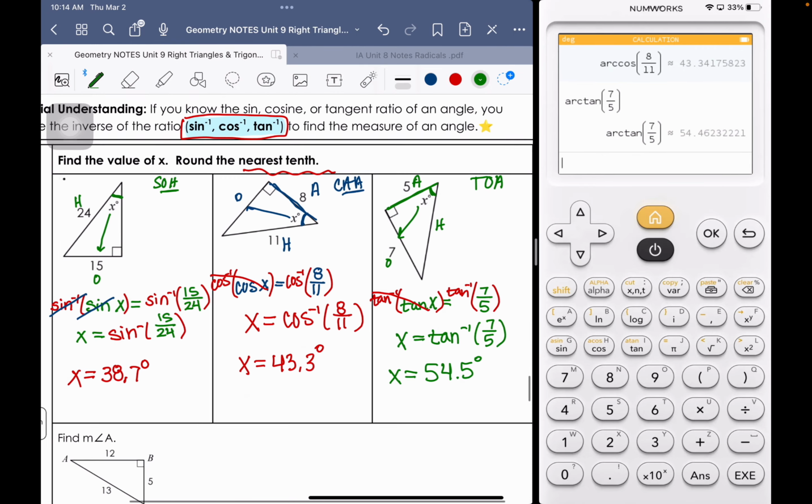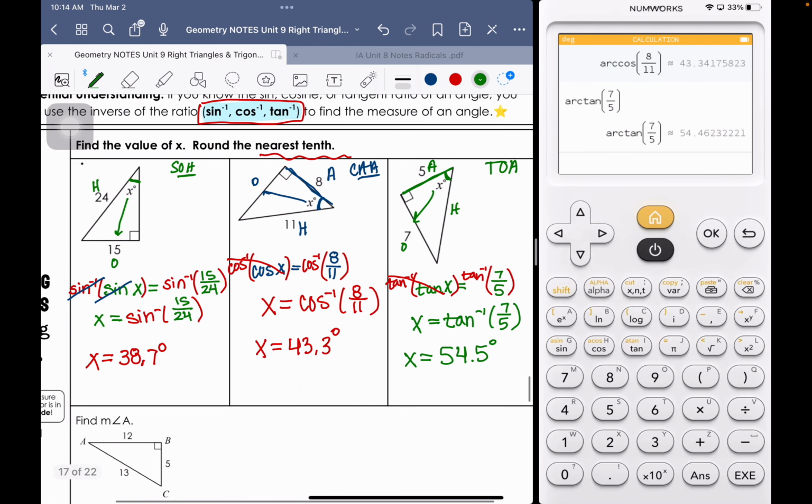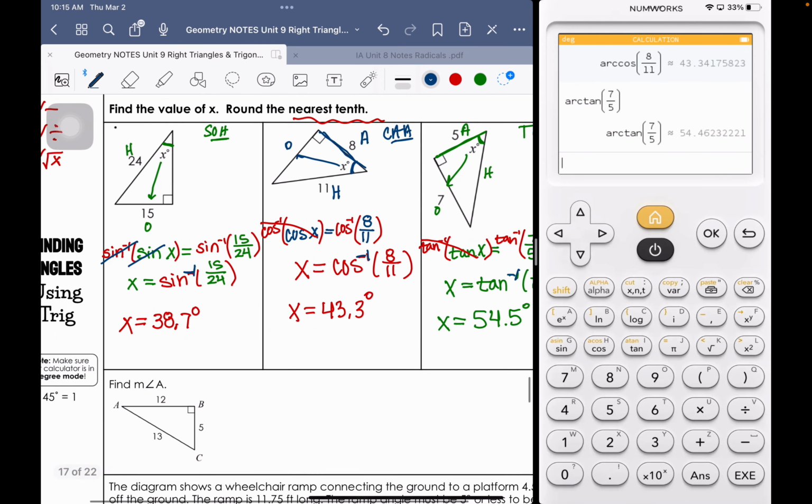Okay, so here's our first 3 examples. If you are getting different numbers, make sure you have inverse sine, inverse cosine, inverse tangent. Make sure it has that little -1 in your calculator.